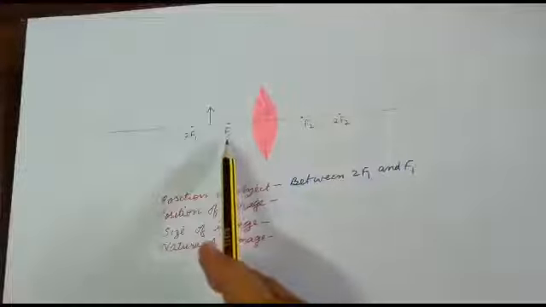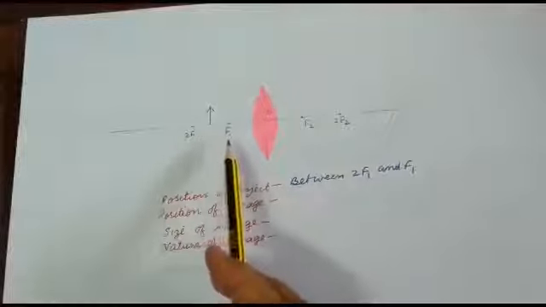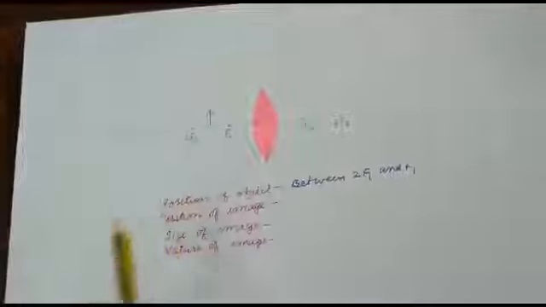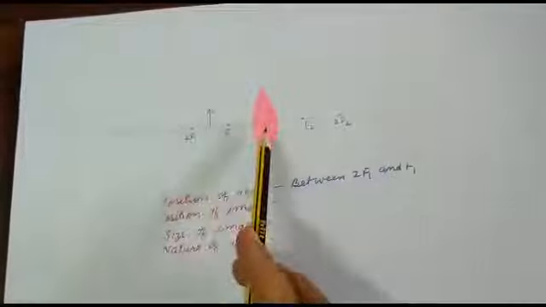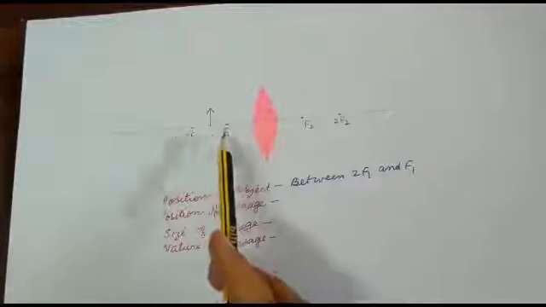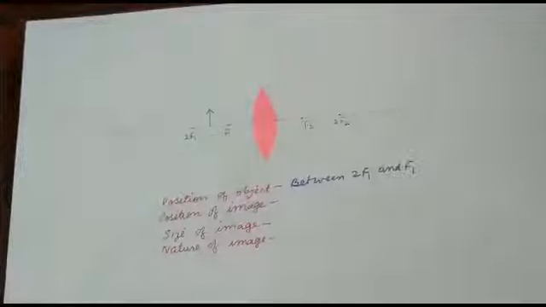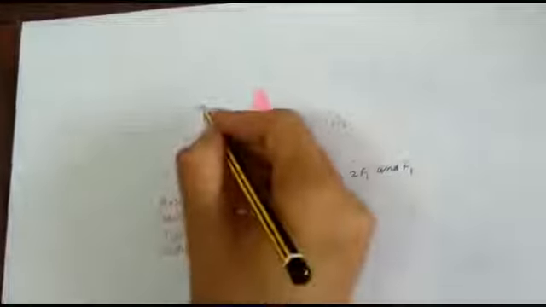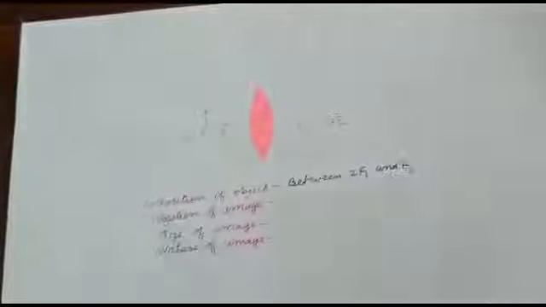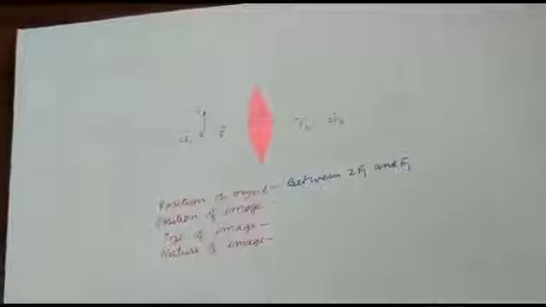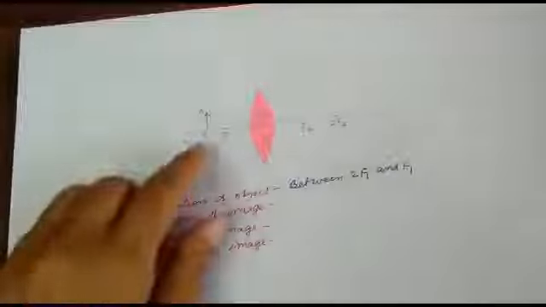Next position of the object is between 2F1 and F1. By this we mean that the distance of the object from the lens is greater than the focal length, greater than F1, but lesser than twice the focal length. So here the object is placed A, B, arrowhead we will mark it as A, and the foot we will mark it as B.